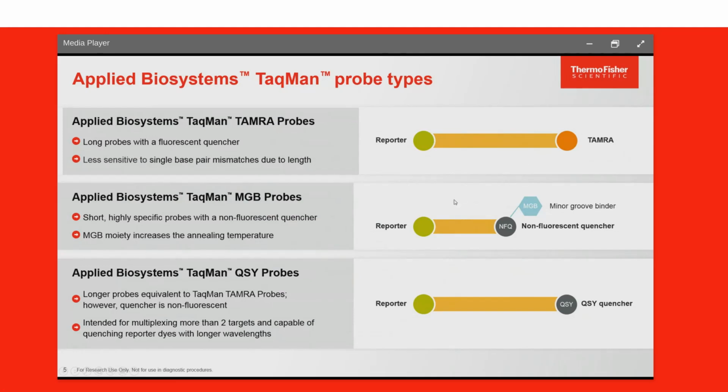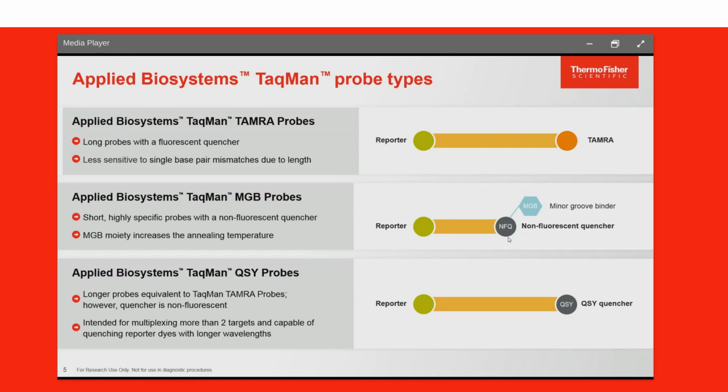Another type of probe that is more commonly used currently is what's referred to as an NFQ MGB probe. NFQ MGB probes have a non-fluorescent quencher molecule on the 3' end of the probe. The NFQ stands for non-fluorescent quencher. And in addition, there's an MGB, or a minor groove binder. This minor groove binder is bound to the non-fluorescent quencher, and it serves to increase the annealing temperature higher than it otherwise would be based on the length of the probe.